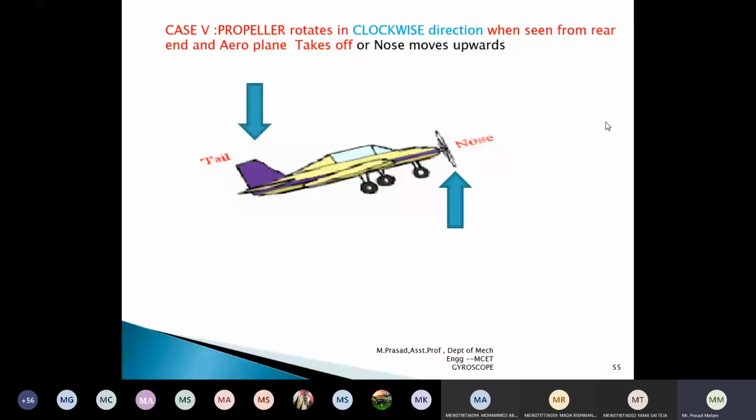Case 5. Propeller rotates in clockwise direction when seen from rear end and aeroplane takes off. Nose is moving upward. You can see here, aeroplane is taking off. This is the portion where you can see the aeroplane is taking upward motion. How can we solve this one? Can anyone answer? How can we solve this?